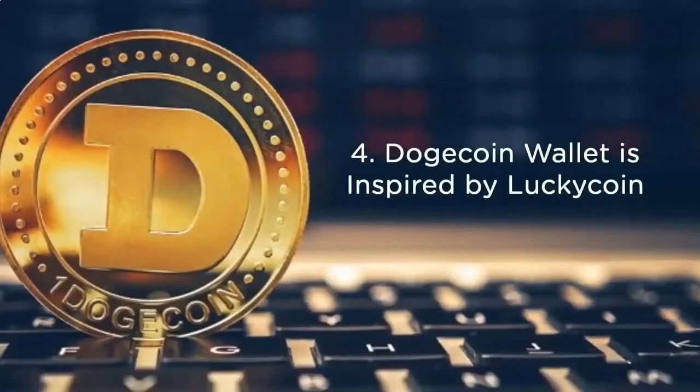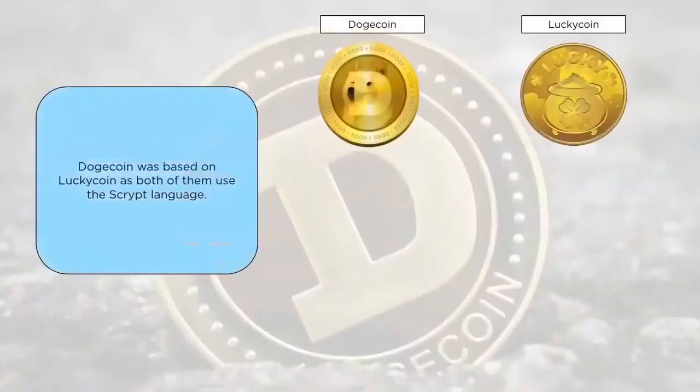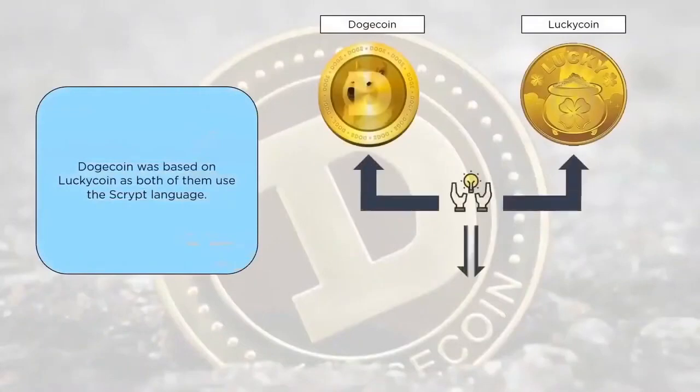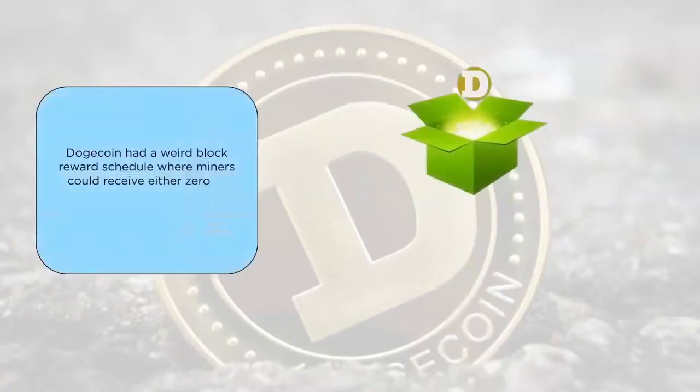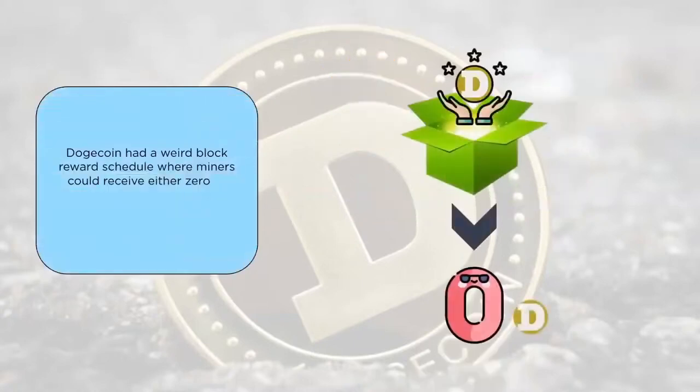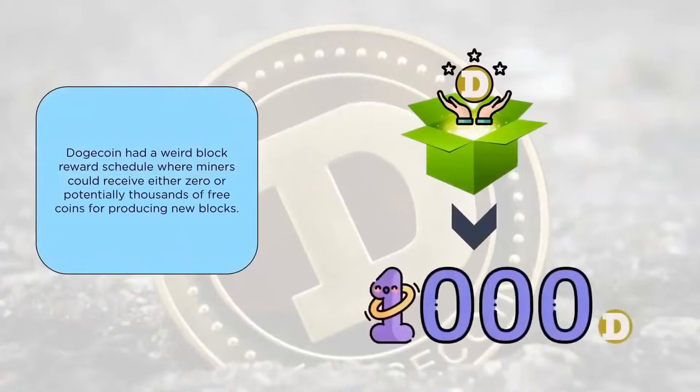Number 4. Dogecoin wallet inspired by Lucky Coin. Dogecoin was based on Lucky Coin, as both of them use the script language. To make Dogecoin more ridiculous, Palmer and Marcus added a weird feature to the Dogecoin wallet, stating that its miner could receive either 0 or potentially thousands of free coins to produce new blocks, inspired by one of the quirky features of Lucky Coin. After a while, they changed the block reward to a fixed number of 10,000 to make it more feasible.